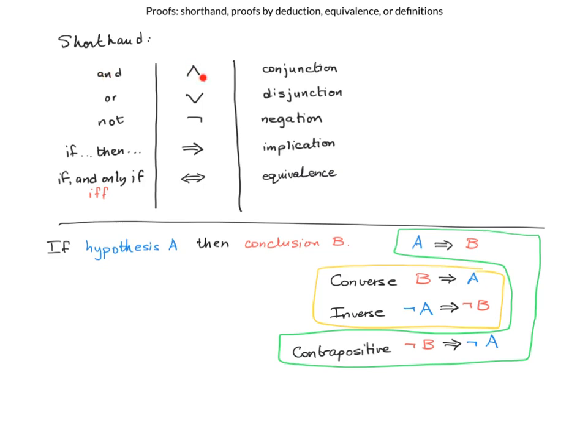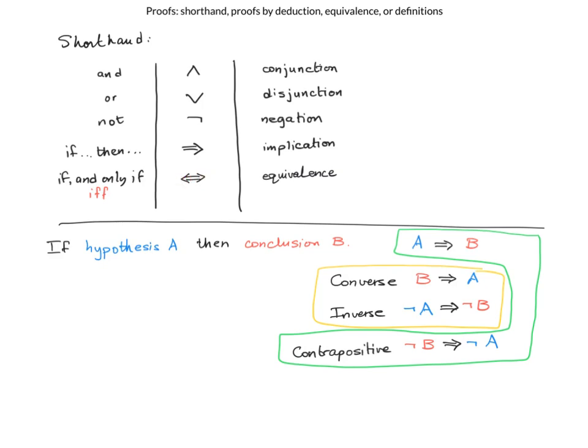And is written this way for proofs. It's like an upside down V. Or is kind of like a V, and then not is a negation, a negative sign with a little dash on it. If then is an arrow on an equal sign going to the right. If and only if, which we also write IFF sometimes, is an equal sign with arrows going both ways. We also sometimes call and a conjunction, or is called a disjunction. Not is a negation. If then is called an implication, so we might say such and such implies such and such. Or equivalence is the if and only if.